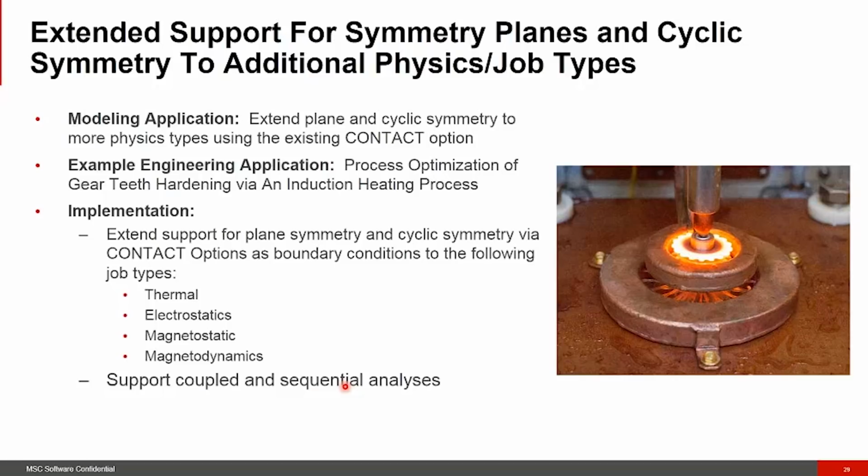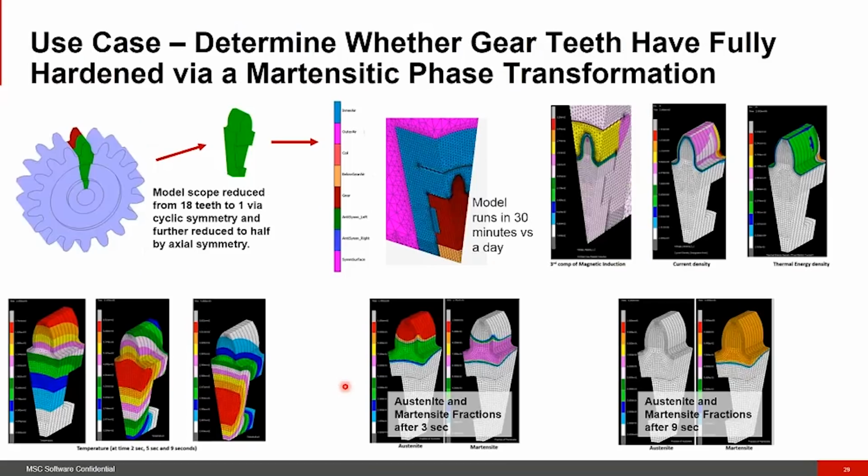In this case, we were actually very highly driven from a particular application, which is gear teeth hardening via induction heating. And for that reason, we extend support for plane symmetry and cyclic symmetry or anti-symmetry via contact options as a boundary condition to thermal, electrostatics, magnetostatic, and magnetodynamics. They support coupled and sequential analyses, obviously, as long as those physics are supported by the coupling or the sequential. So, as I said before, we are driven by this desire to better capture this induction heating.